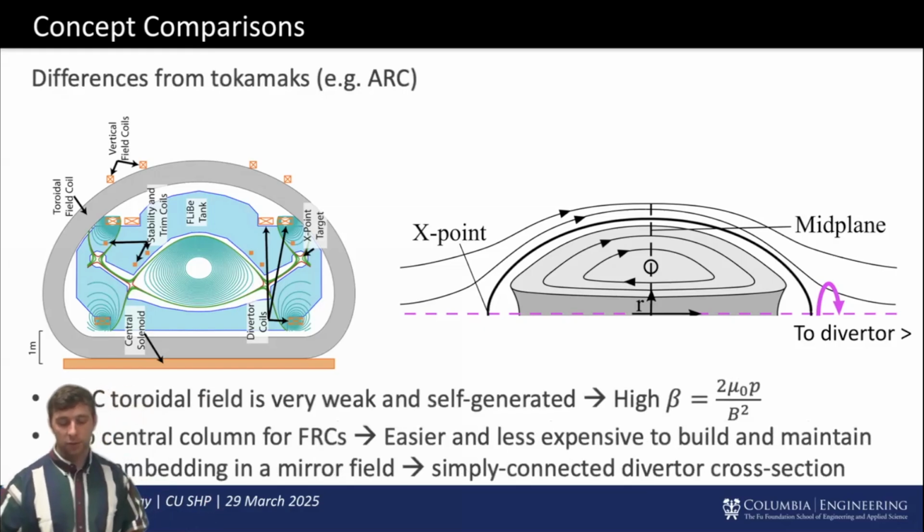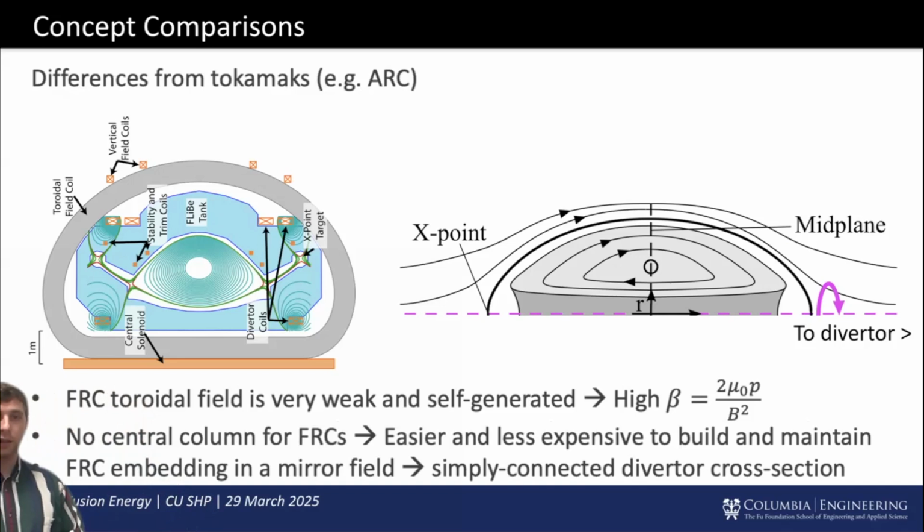toroidal current. In terms of differences, the FRC does not have a strong toroidal field in contrast to the tokamak. This is because we don't have, again, that central column that can allow us to fit toroidal magnets in. And that toroidal field in an FRC is self-generated. It's generated by the plasma itself rather than by external magnets. And this leads to a high value of beta.